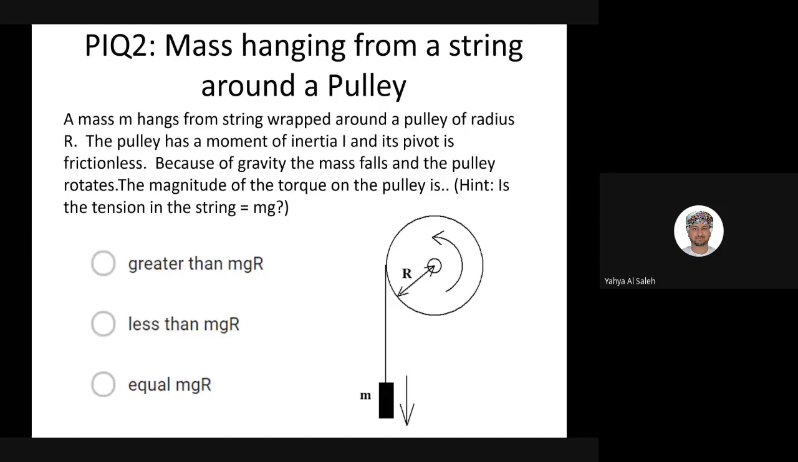Is it more than mgr? Is it less than mgr? Or is it equal to mgr? That is A, B, C. And I'll give you a minute to think about it and write it down in the chat. Just write A, B, or C. Which one do you think is correct?